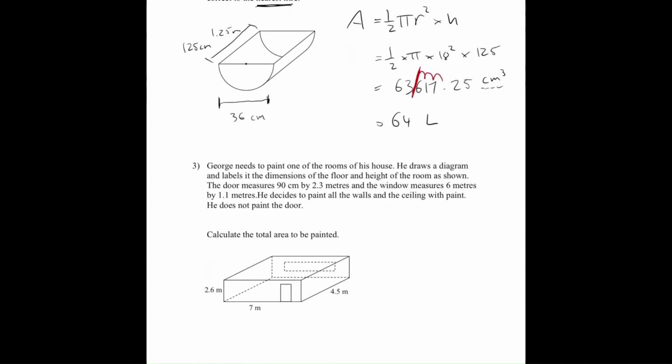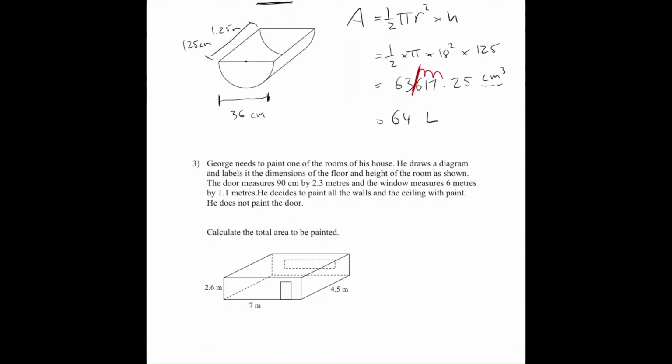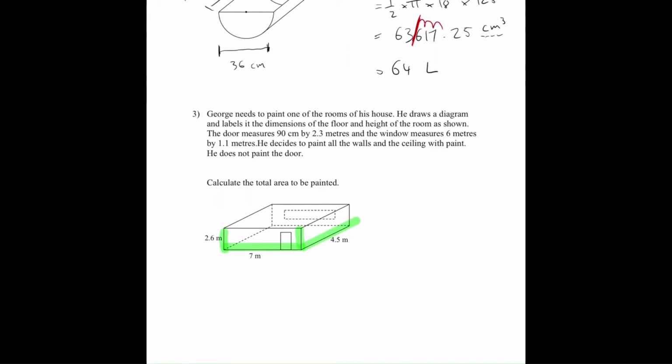All right. This question here is a surface area question. Now, I think you guys will be pretty comfortable with calculating the total surface area of the walls of the house. You've just got a rectangle on the front that's 7 by 2.6, and then you've got a rectangle on the side that's 4.5 by 2.6. So the surface area here is just 2 times this first rectangle plus 2 times this one on the side.